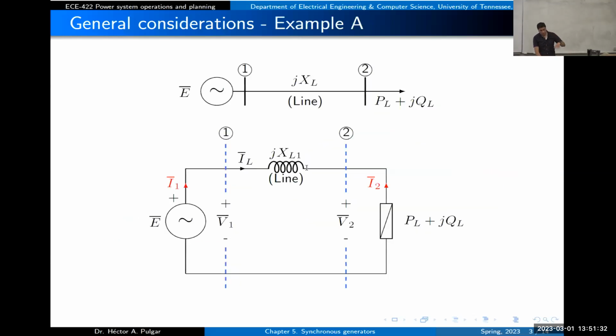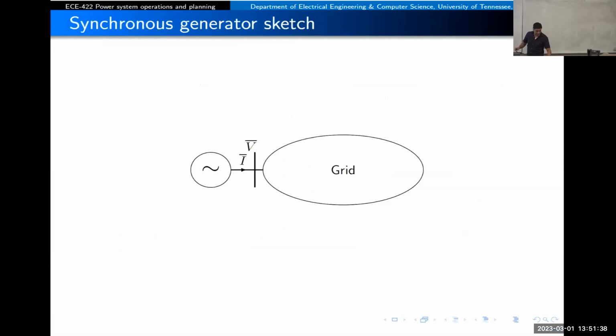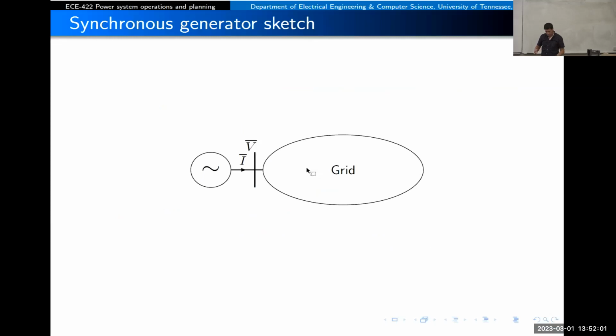So that's what we discussed, and we reviewed two examples, and we reviewed how we can get this representation for any system. So we will have a Y bus, and we will use this definition to obtain this Y bus for any system. Now, we're going to finally move into the description of synchronous generators, which is going to be one of the main components for dynamic analysis. So we will have a grid, and in one particular bus of the grid, we will have this generator connected.